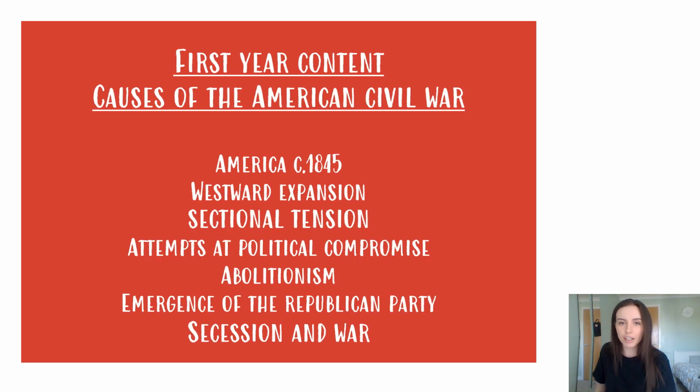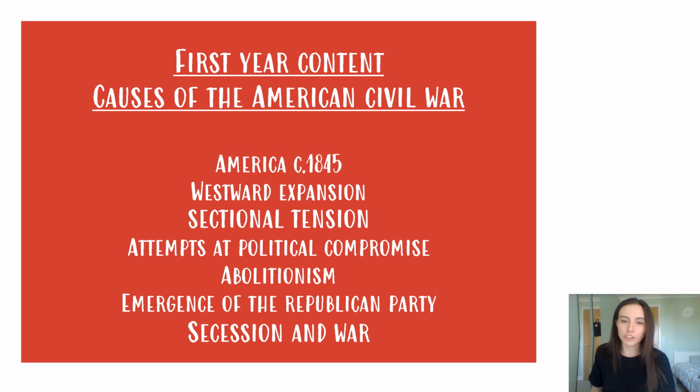In terms of first year content then, we look at the causes of the American Civil War. Our starting point is America circa 1845, circa meaning around the time of. Here we look at the northern and southern states comparatively, politically, economically and socially. From there we look at westward expansion. What are northern and southern attitudes to westward expansion, and how does America expand into the west?